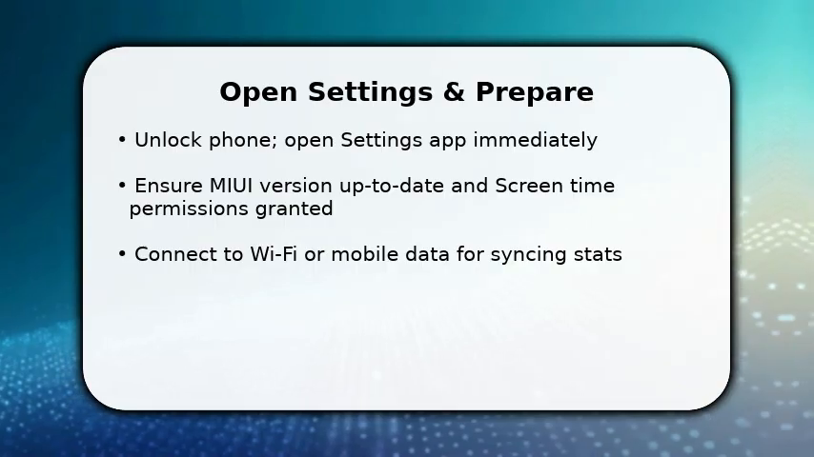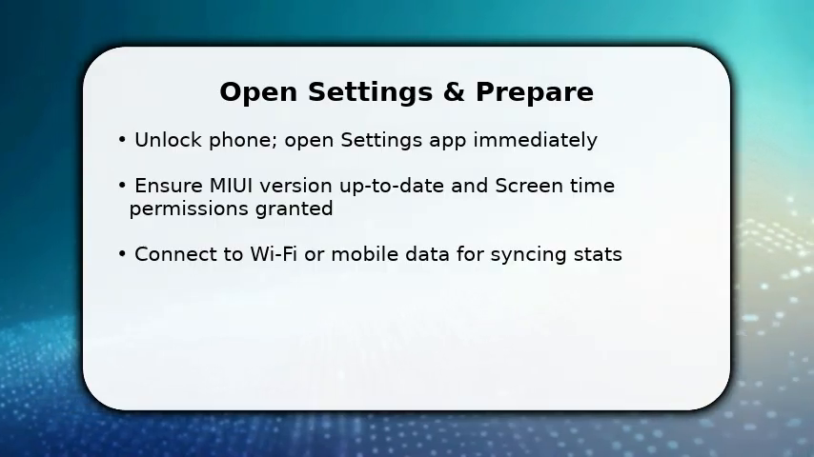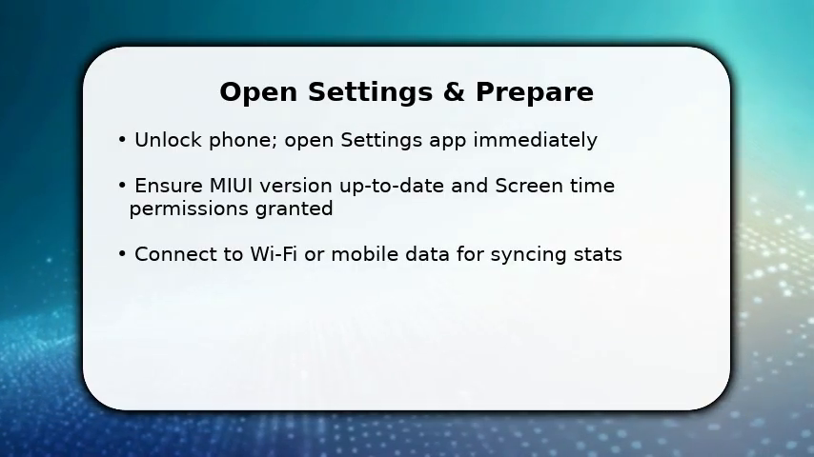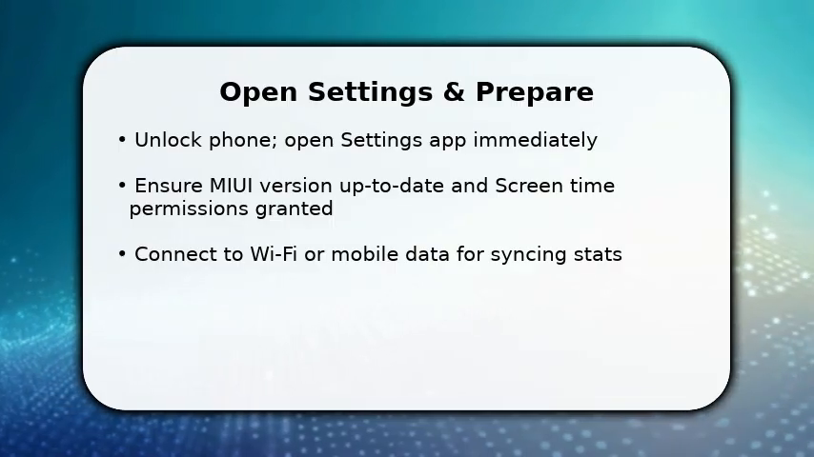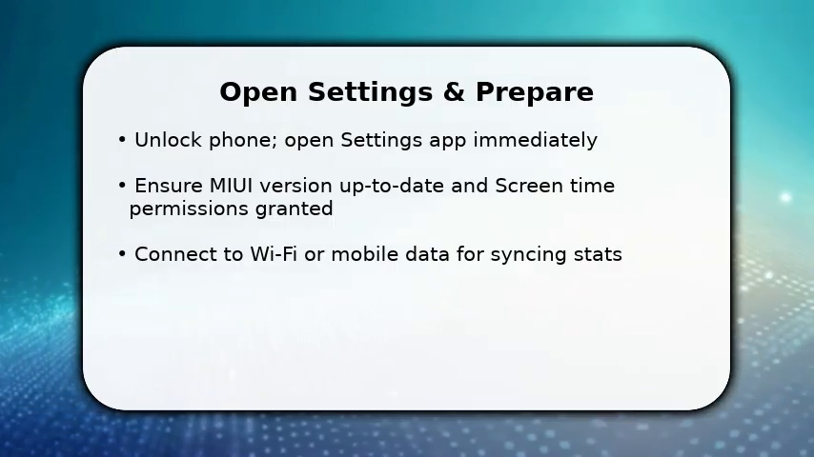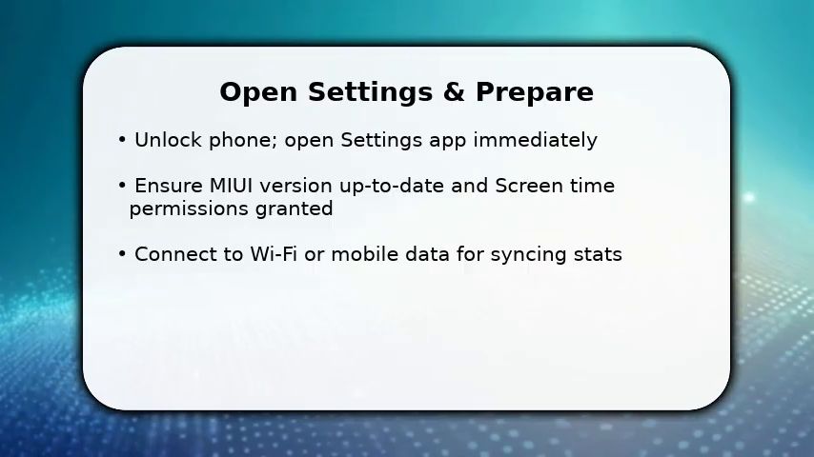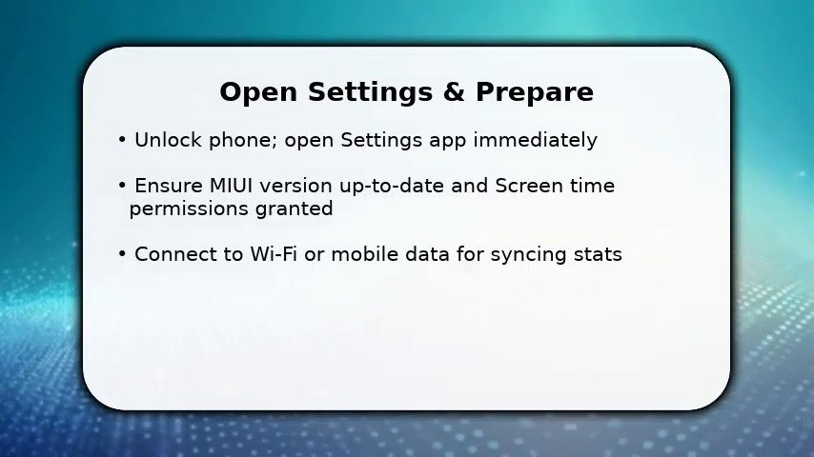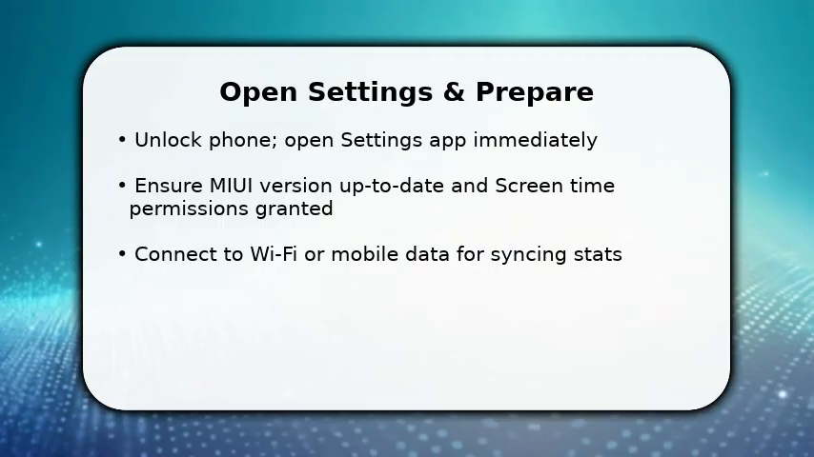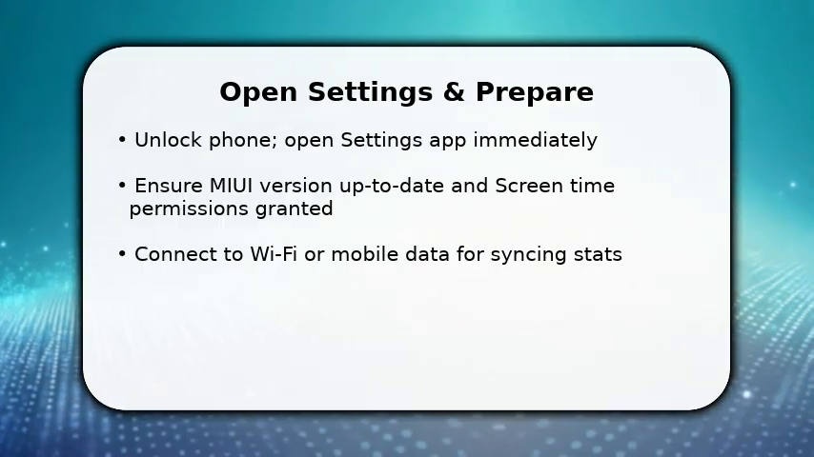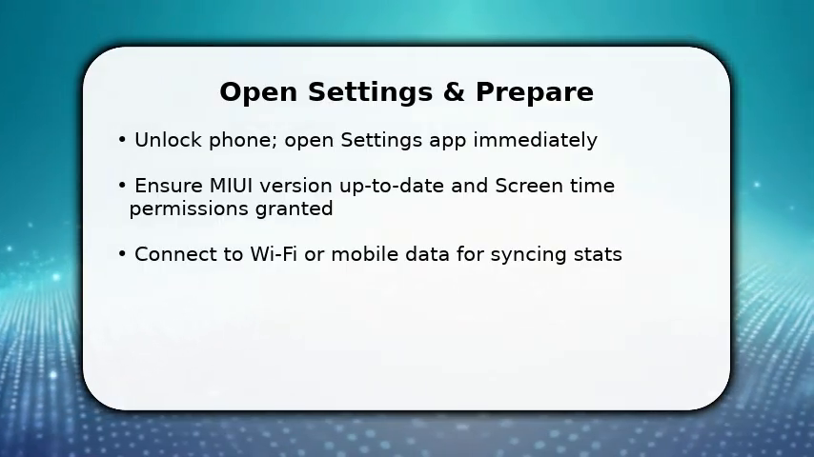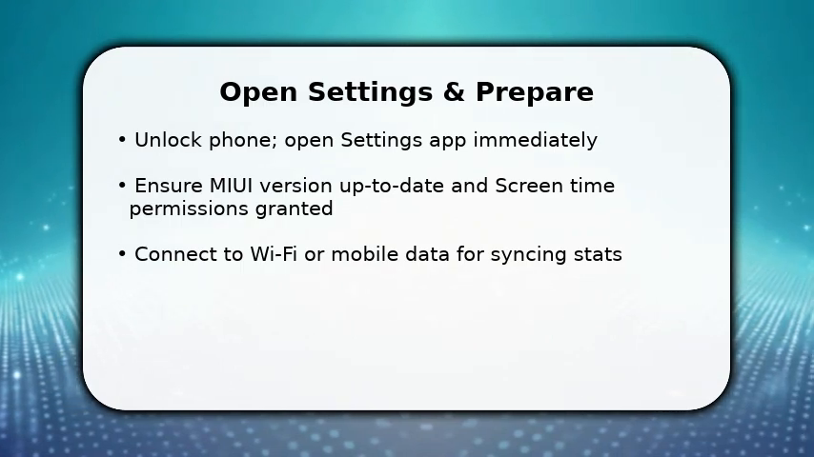You start by opening Settings and heading straight to the built-in Digital Wellbeing or Screen Time section. This is where usage data is aggregated. Once in Settings, make sure MIUI updates are installed and grant the app permission to access usage and notifications so it can record app activity. If you want precise historic data, connect to Wi-Fi so the device can sync cloud backups. These steps prepare the phone to collect accurate screen time and avoid gaps in the report.